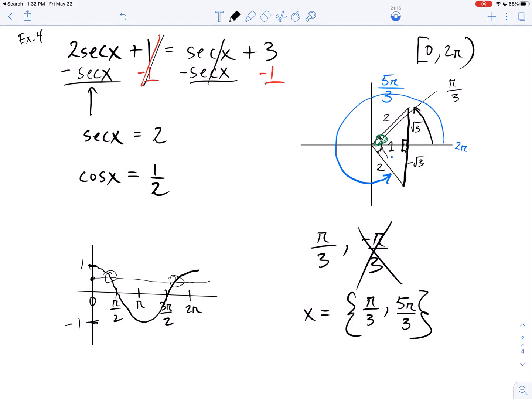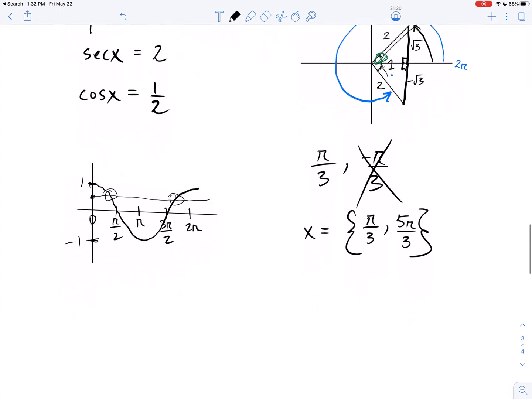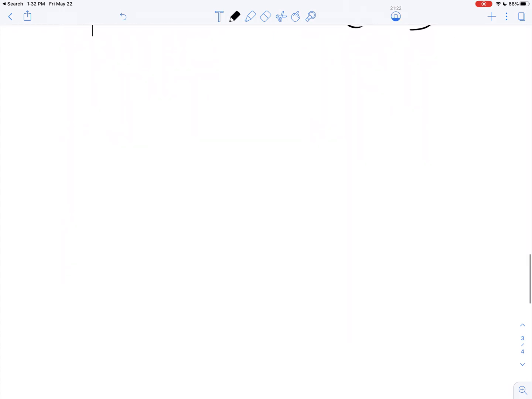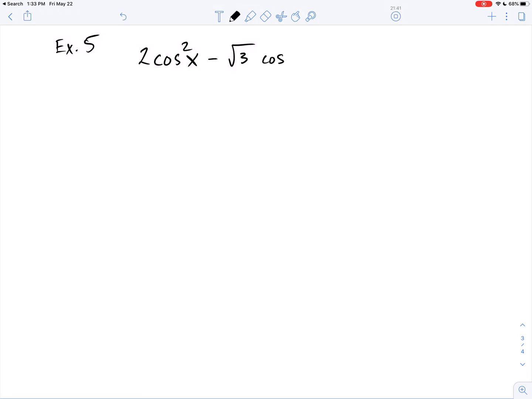Now, I wanted to do one where factoring is involved. So here's another example I want you to see. I think I'm on example 5. Here's another example for you guys to see. And it looks like some of the stuff you're going to be up against. But this one involves factoring.